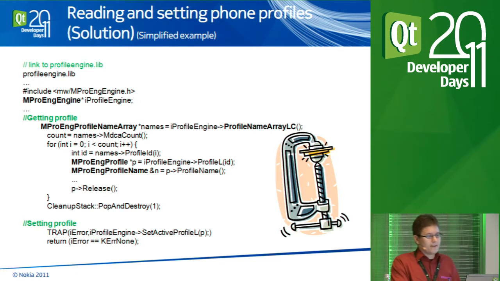For reading and setting phone profiles, well, that is also possible with Symbian code by linking to the profile engine library. And to get the profile, ask the profile engine for the profile name array. And from the name array, you can then ask the ID of the profile, and then again, you can use the profile engine to get the actual profile with that ID, and from this profile, you can get the details of the profile. In this example, it gets the profile name. And well, if you want to set some different profile into use, you can use the profile engine set active profile after finding the correct one.